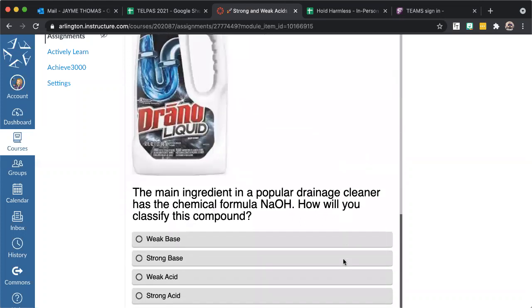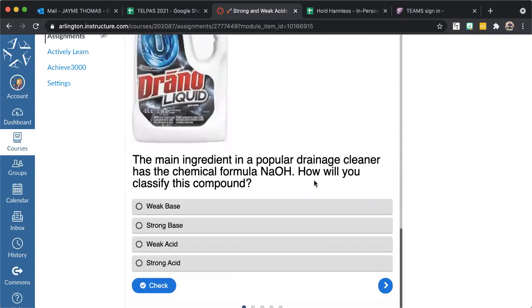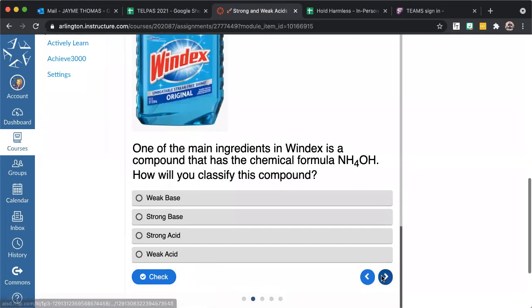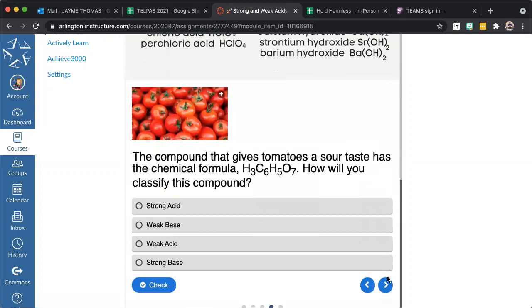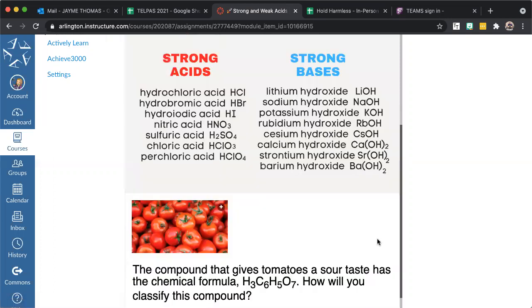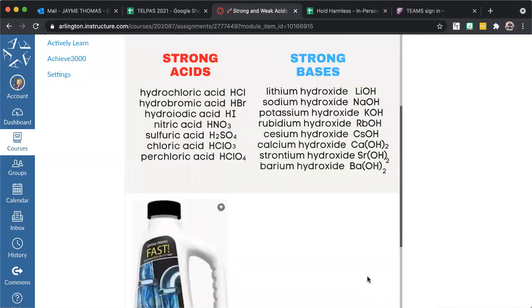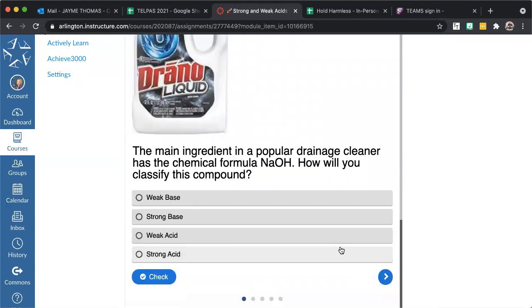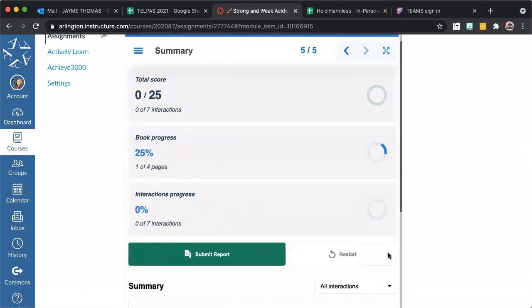Okay. And then there's some questions down here where it's going to ask you about some real life things. So this one's asking about Drano, which is drain cleaner. This one's about Windex. This one is toilet bowl cleaner. Tomatoes, lipstick. Why does it have the red color? Okay. Because acids and bases are pretty much in our house everywhere, every day. We come in contact with a lot of them. We eat a lot of acidic stuff. And like I said, all the cleaning stuff should be basic. And if we know about them, sometimes that can help us with doing things around our house or making sure we're safe.